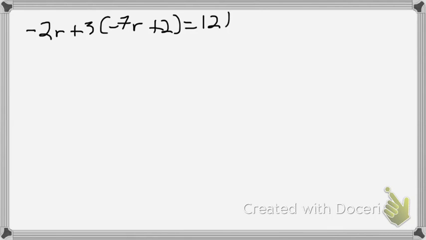Okay, what we are working on today are multi-step equations. Again, multi-step just means anything more than 2. So it could have 3, it could have 4, it could have 5. Whatever you do, you have multi-step equations. So we are going to look at number 1. So we have negative 2r plus 3 times negative 7r plus 2 equals 121.